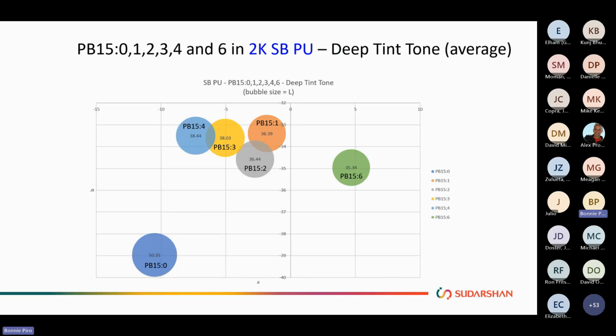In liquid color, same idea here, where we're taking a look at the phthalates in terms of a deep tint tone, which is a 50-50 blend with TiO2. Here it's a little bit more clear to see the color spaces of the alphas and the betas, as well as that epsilon all the way over to the right side, or the red side.